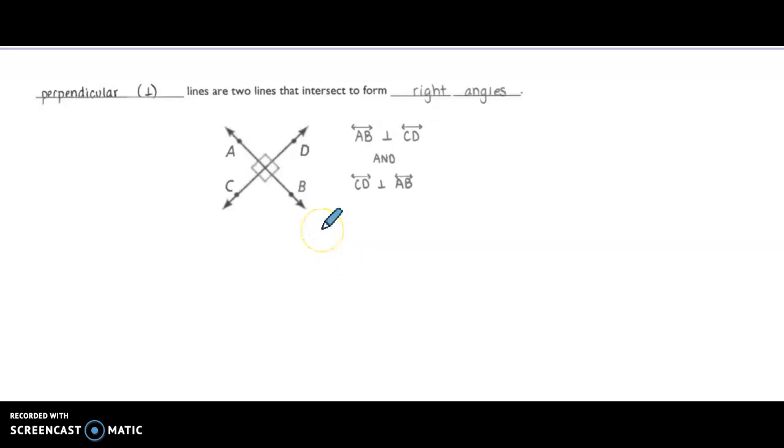All right. We know that lines are perpendicular when they intersect to form, or when they form right angles, right? Meaning 90 degrees. And so the notation and symbol for perpendicular is like an upside down T, right? And so here we say line AB is perpendicular to line CD, and vice versa. Line CD is perpendicular to AB. Now, of course, you can also switch around the letters as well, line BA and DC. It doesn't really matter, okay?